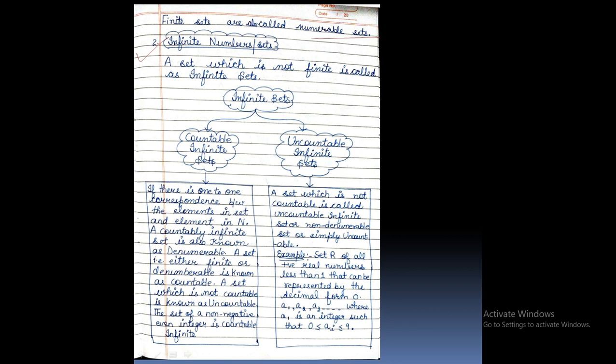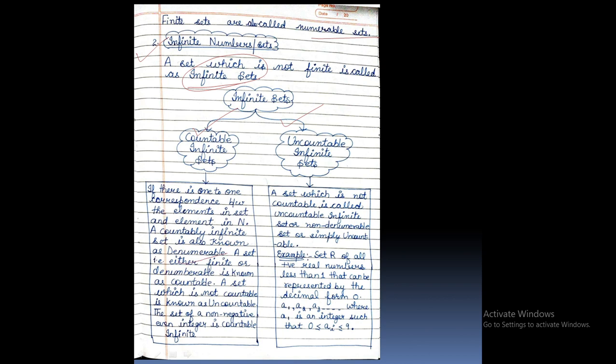A set which is not finite is known as an infinite set. And infinite sets are further divided into two parts. First is countable infinite sets, second is uncountable infinite sets. You can say the number of elements is infinite, but you can count them if there is a one-to-one correspondence between the elements in the set and the elements in N. A countably infinite set is also known as denumerable.